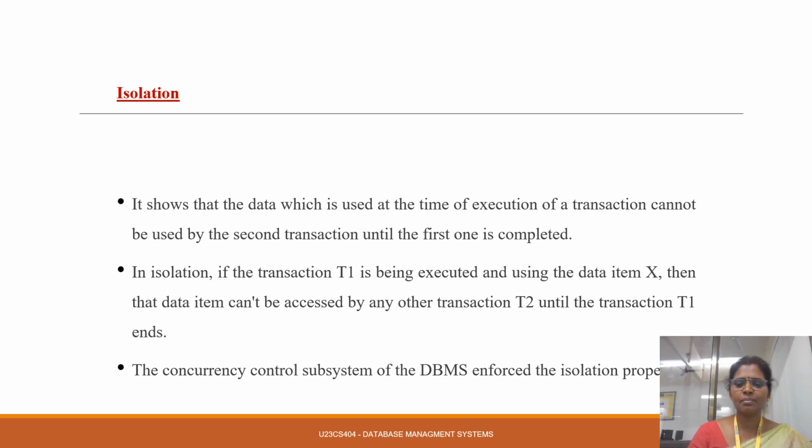Until T1 is completing the transaction and releasing the data item X, T2 cannot access the data item X. So each transaction is being executed independently. Each transaction holds its resources independently. The control subsystem of the DBMS enforces this isolation property.